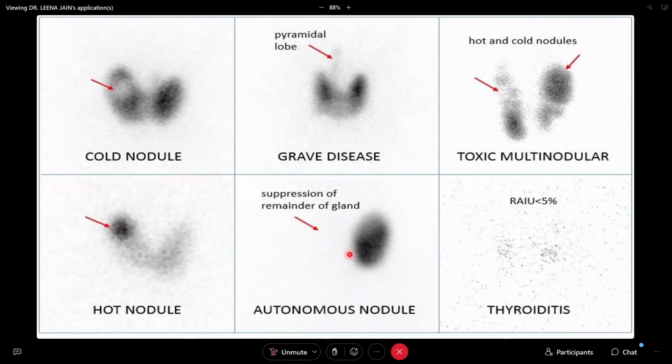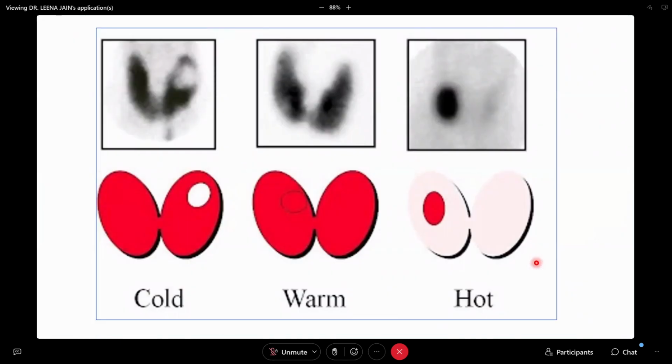Autonomous nodule is like one side of the gland will be very suppressed and another will have very high uptake. So complete suppression of the other gland and one gland being very prominent differentiates between the autonomous nodule and the toxic multinodular goiter. Okay. And in thyroiditis, radioiodine uptake will be less than 5%. Uptake will be there, but very less.